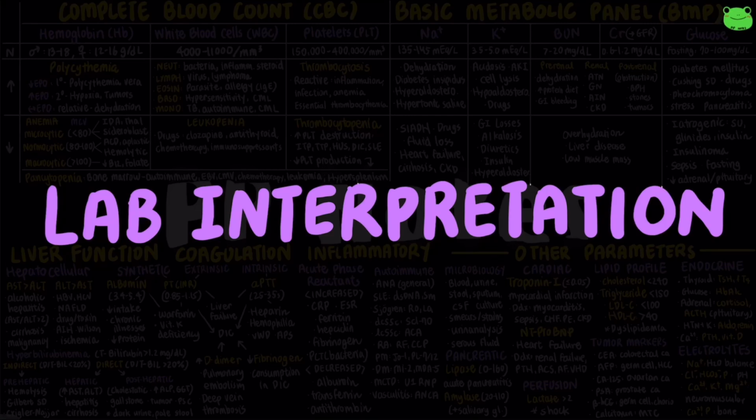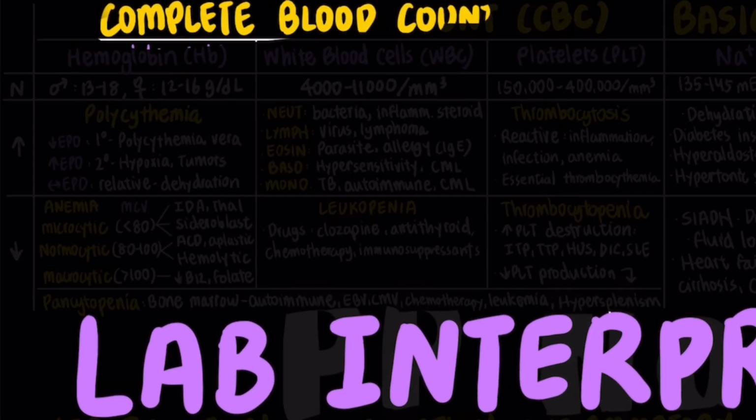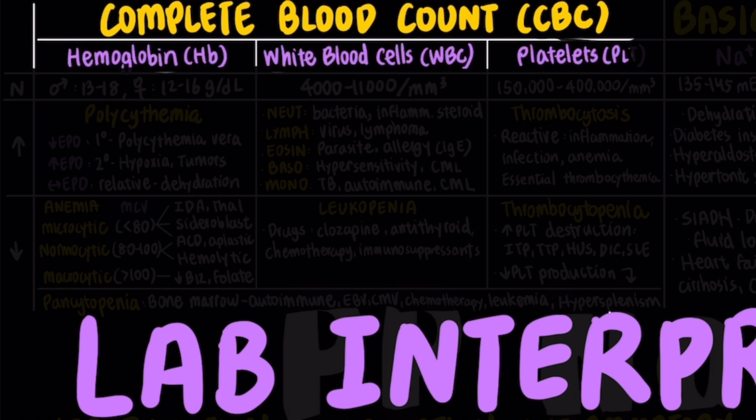Today we're covering one of the most crucial skills in medicine, interpreting laboratory data. We'll walk through the common categories and decode what abnormalities could mean. Let's get started. First up, the complete blood count or CBC. This includes hemoglobin, white blood cells, and platelets.